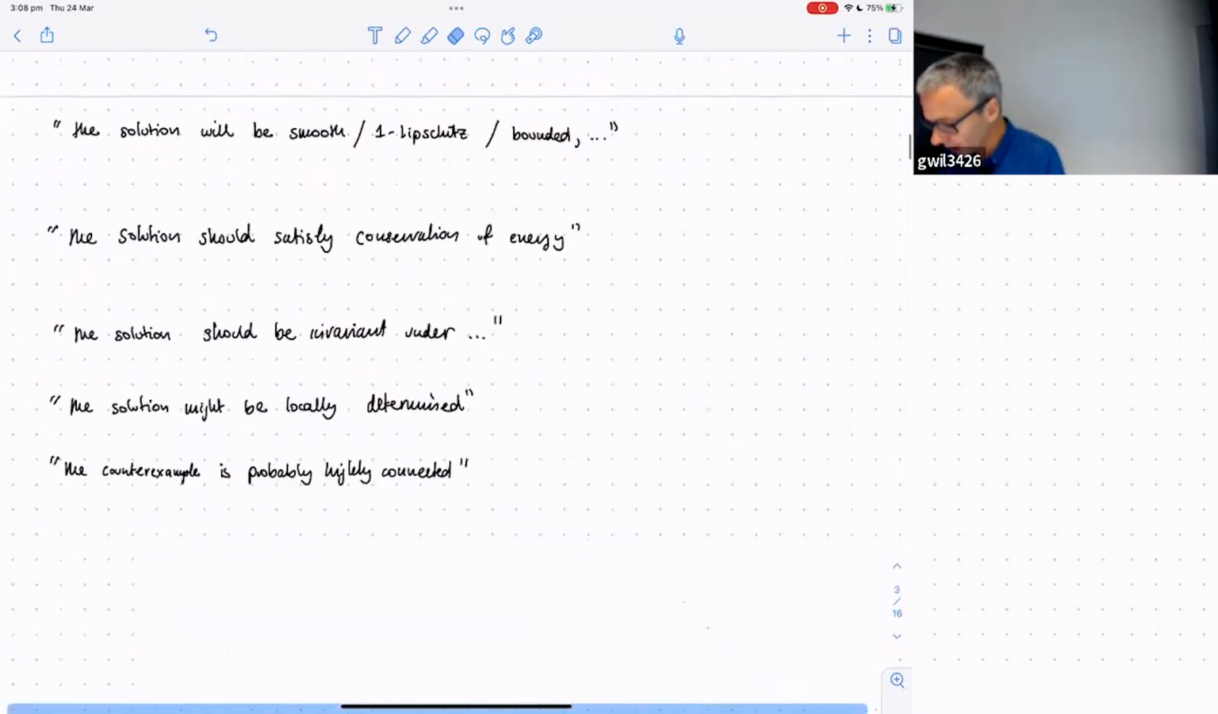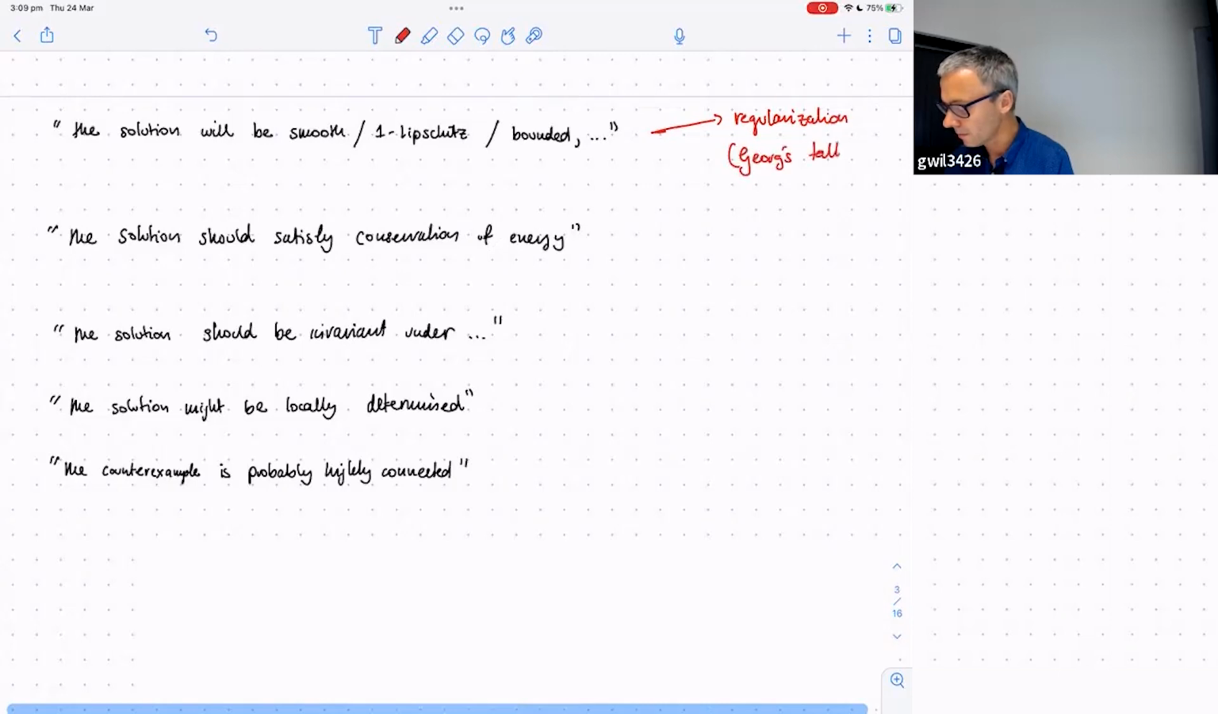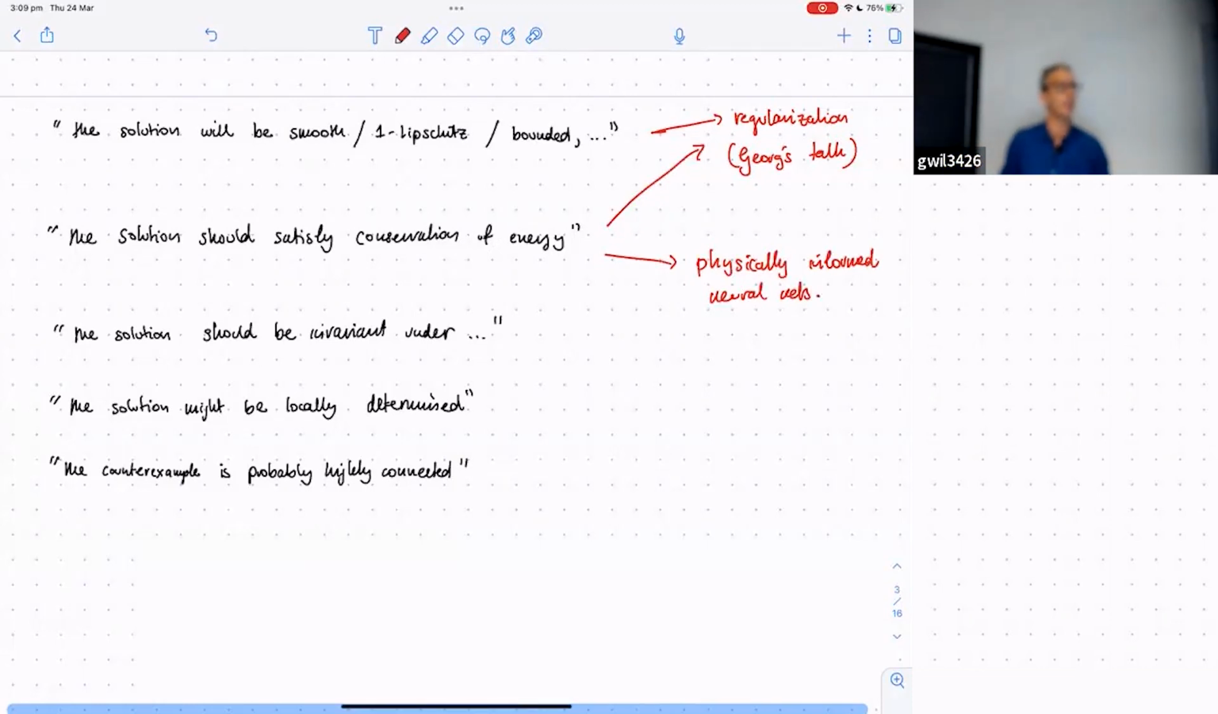So how does one imagine that one has some inductive bias? For example, the solution might be smooth. This is related very much to regularization. This was Georg's talk last week. He talked about this Gaussian kernel, which very much encourages functions that have Fourier modes that aren't wiggling around too quickly, that are smooth in a very strong sense. Solution should satisfy conservation of energy: this might be another example of regularization. There are also these fascinating things, if you want to have a Google, called physics-informed neural nets. Here you don't require the solution to satisfy some differential equation, but you add the differential equation to the cost function. And so it encourages the solution to satisfy a differential equation.